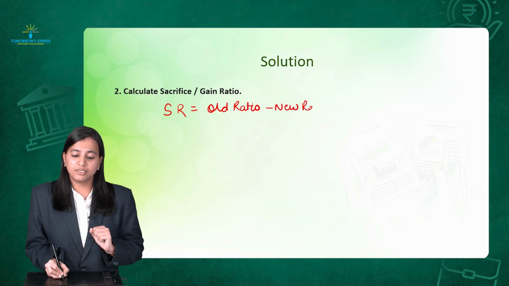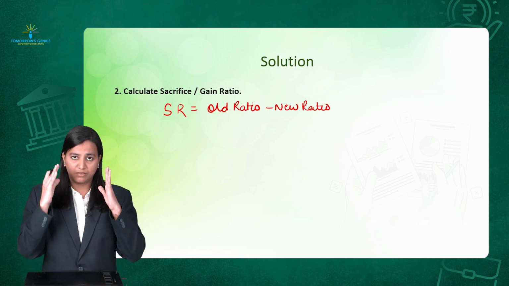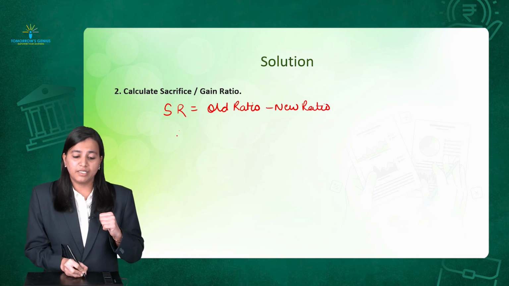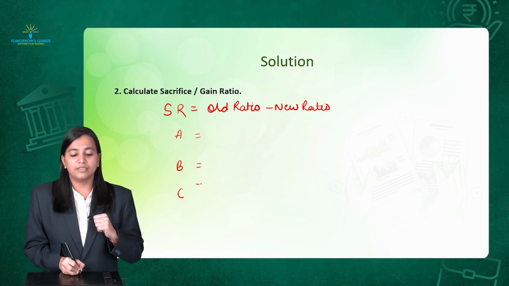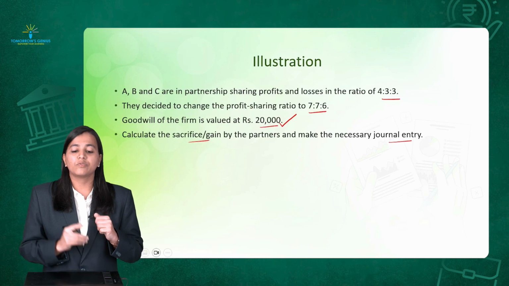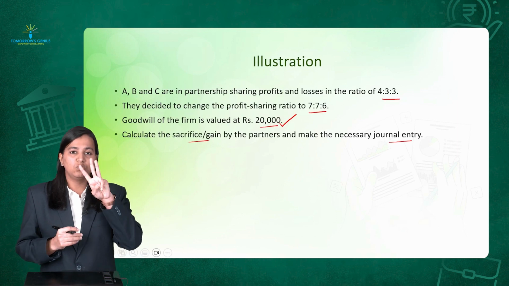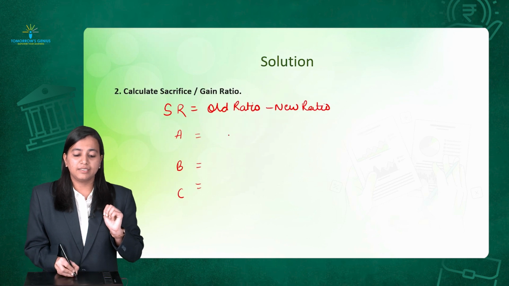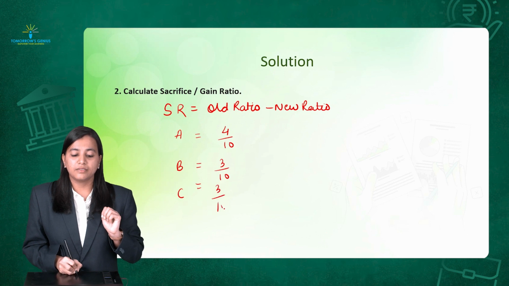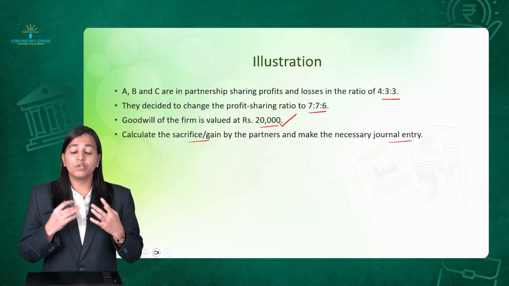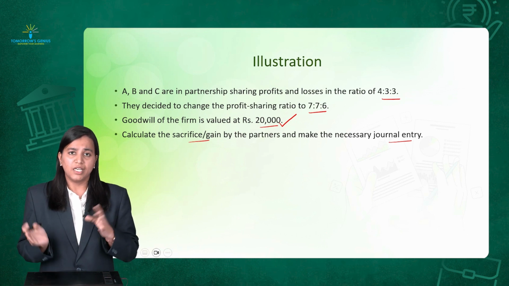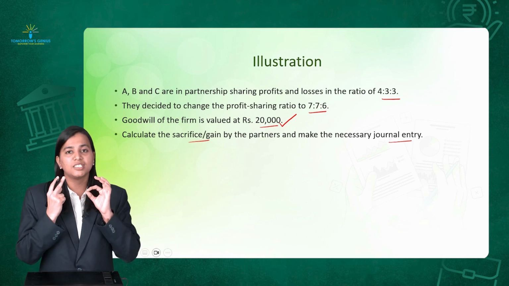So in this case, you are going to calculate the ratio of each partner. In my case, there are A, B and C, 3 partners. Let's check their old profit sharing ratio, that is 4:3:3. That means I can say 4/10, 3/10 and 3/10. And from this, I will be deducting the new profit sharing ratio, which they are going to change to 7:7:6. If we total, we get the denominator as 20.